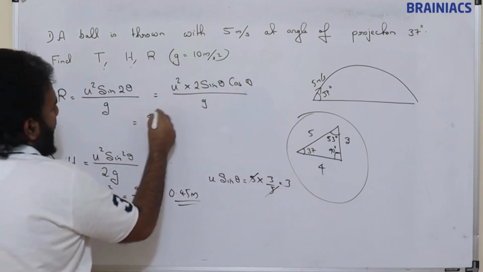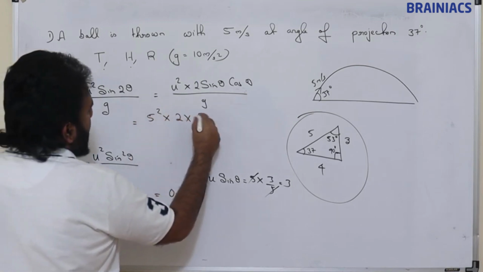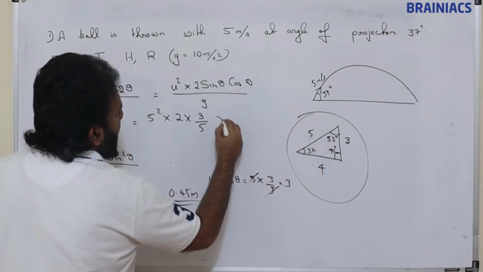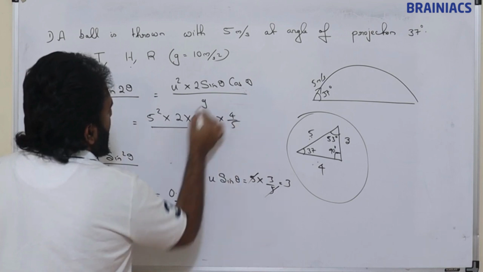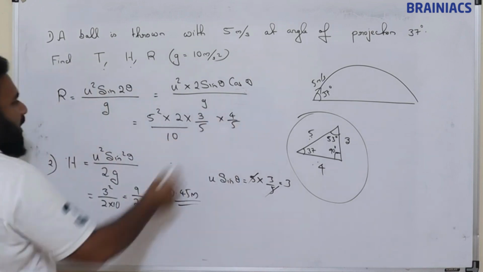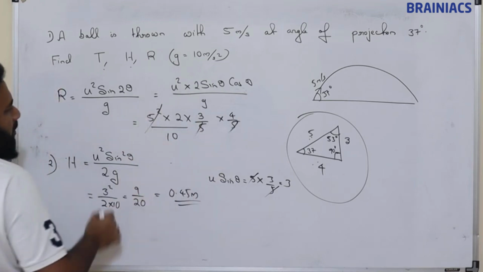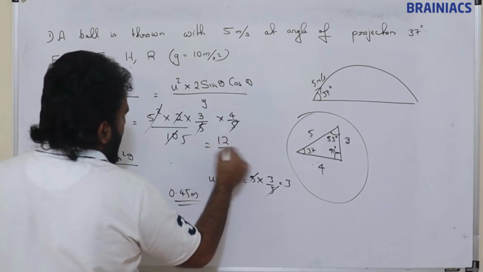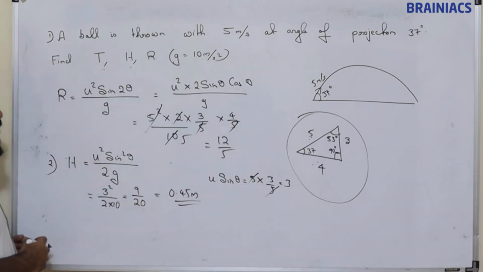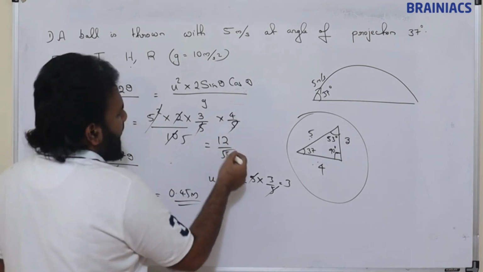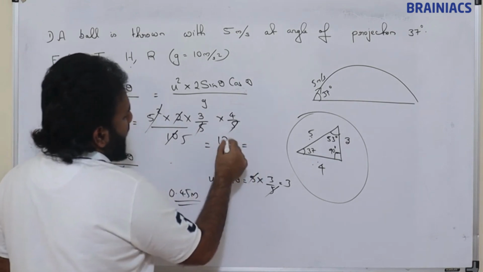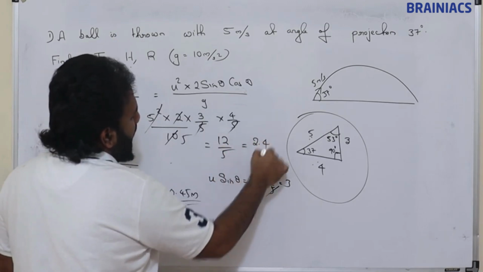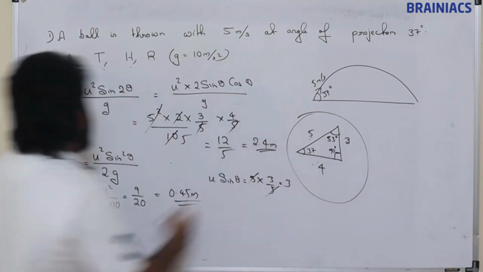So this is 5 squared into 2 into sine theta, which is what? 3 by 5. Cos theta is what? 4 by 5. Adjacent side by hypotenuse, 4 by 5, and this is going to be 10. Clear? So the 5s will be cancelled off, so this is going to be 5. So 12 divided by 5. Okay, 12 divided by 5 is actually 24 divided by 10, so 2.4 meters. This is the range.